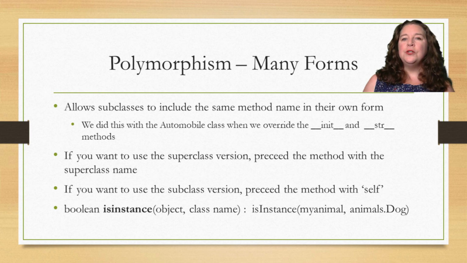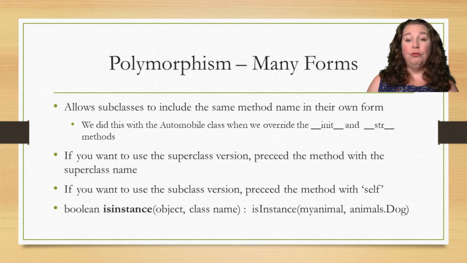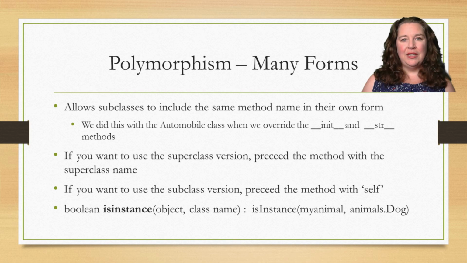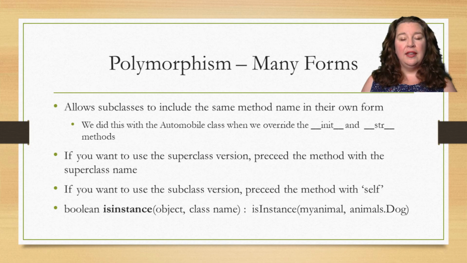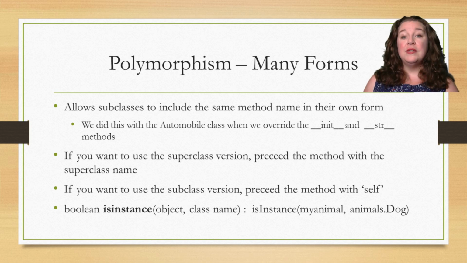So it allows your subclasses to include the same method name in their own form, whatever form the subclass wants to have. So when we do our string method to allow us to print out our object, we want to change it a little bit for our subclasses and make the subclasses a little bit different. And we can do that even though if we had an automobile, it would print one way. If we have a car or an SUV, it prints a different way. This is the polymorphism we're talking about, being able to have many forms of the same function.